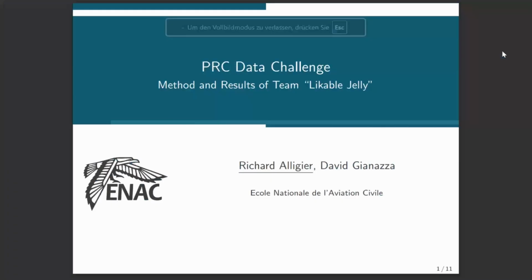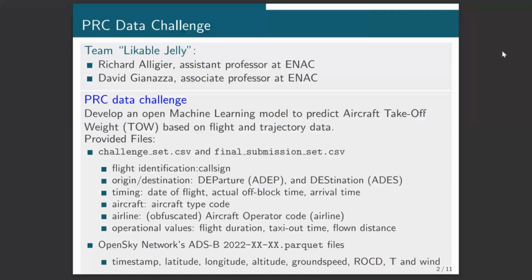The idea was to predict the aircraft takeoff weight, and we want to do that using flight data and trajectory data. So the flight data were the CSV files. We have flight plan data, and we have also flight duration, taxi out time, and flown distance. In addition to flight data, we have trajectory data, which are basically ADSB packet files from OpenSky Network. This contains the classical ADSB variables plus the temperature and the wind, which has been added by Junzi, I guess.